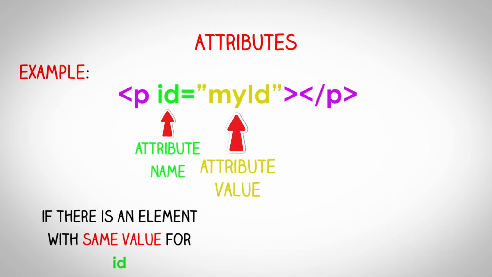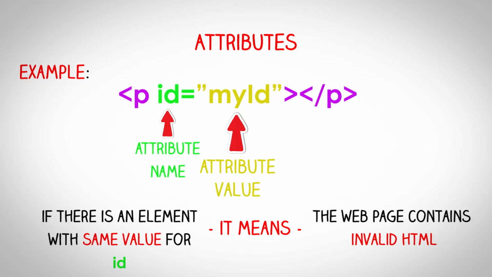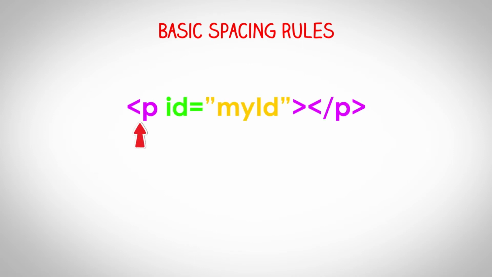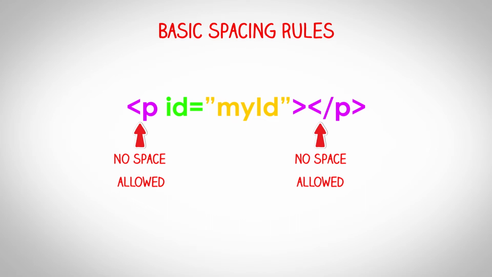If there is another element with the same value for ID, that would mean that the web page contains invalid HTML, which can potentially break some styling, even functionality of the page. Now, let me go over some basic spacing rules. No space is allowed between the opening bracket and the tag name. And likewise, space is not allowed between the opening bracket and the forward slash of the closing tag. However, you must have at least one space between the tag itself and any of its attributes. And space is allowed everywhere else and it's simply ignored.